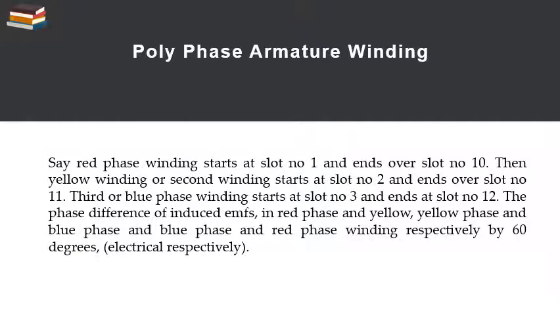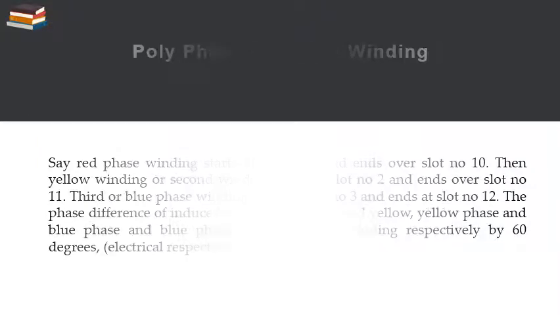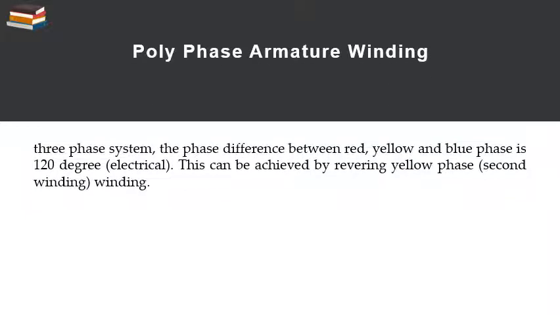Say red phase winding starts at slot number 1 and ends at slot number 10. Then yellow winding or second winding starts at slot number 2 and ends at slot number 11. Third or blue phase winding starts at slot number 3 and ends at slot number 12. The phase difference of induced EMF in red phase and yellow phase, yellow phase and blue phase, and blue phase and red phase winding is respectively 60 degrees electrical. In a three phase system, the phase difference between R, Y, B is 120 degrees electrical. This can be achieved by reversing the yellow phase winding.